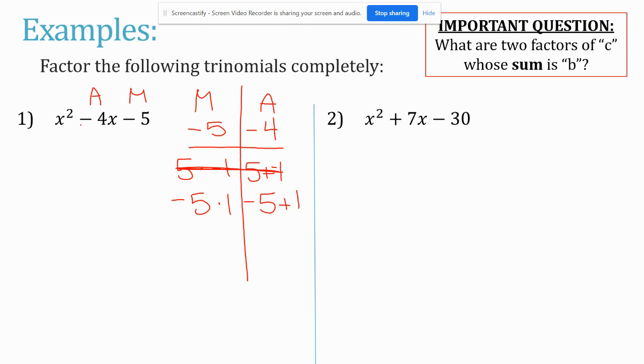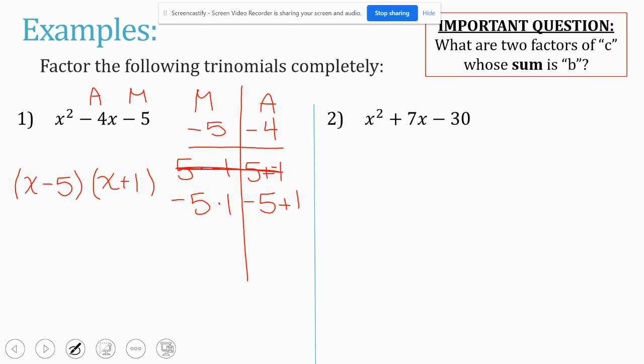We also see that this number here is negative. Our b value is negative. So that tells us that the largest number should be negative. So this is a -5 because this is -4. If this number in the middle is negative, that means our larger number here should be negative. So I'm going to make my set of parentheses. X is going to go first. And then I'm going to put -5 and then a +1 because it's -5 and a +1.